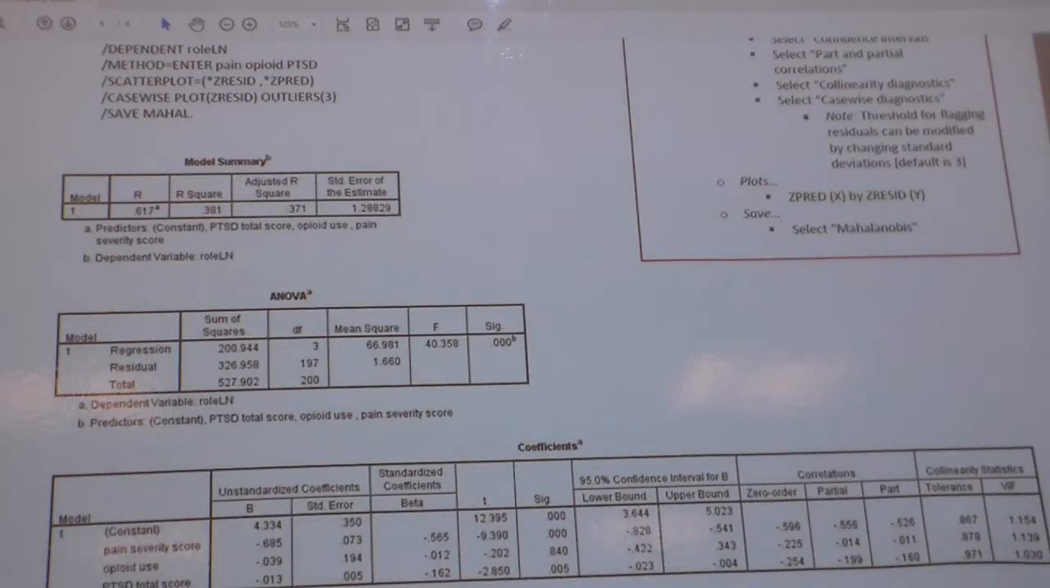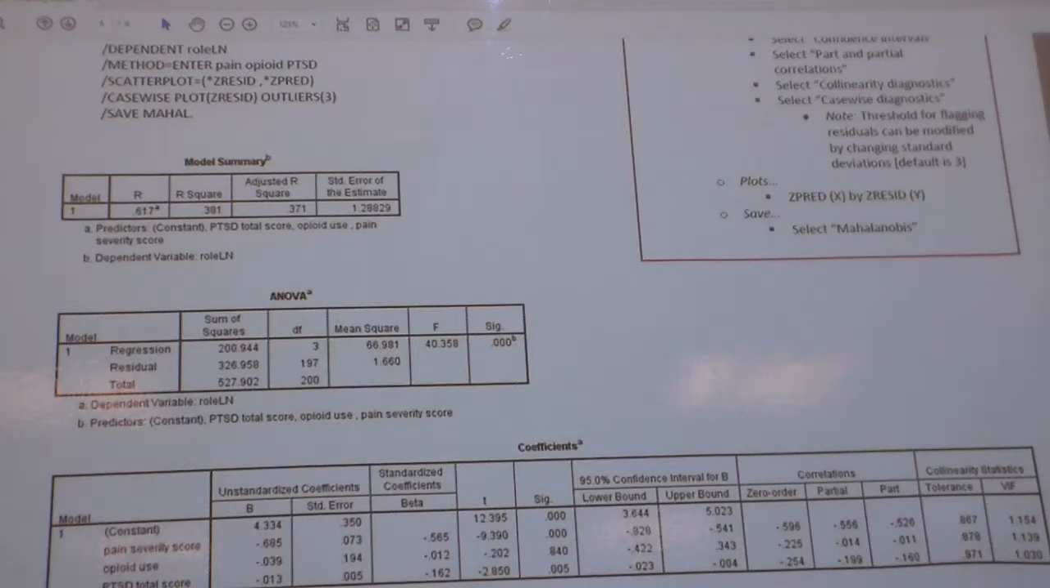Now, the nice thing about your semi-partial correlation is that it has a nice intuitive interpretation, right? We're saying that pain severity is uniquely accounting for about 28% of the variability in our outcome controlling for opiate use and PTSD, right? So that has more of an intuitive meaning. That's kind of nice too. So depending on your purpose, you might decide which one of those two things you want to do.